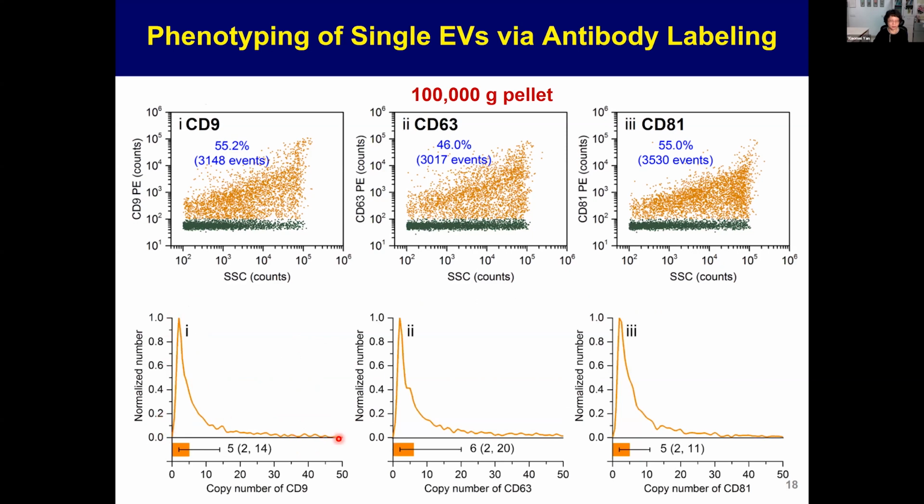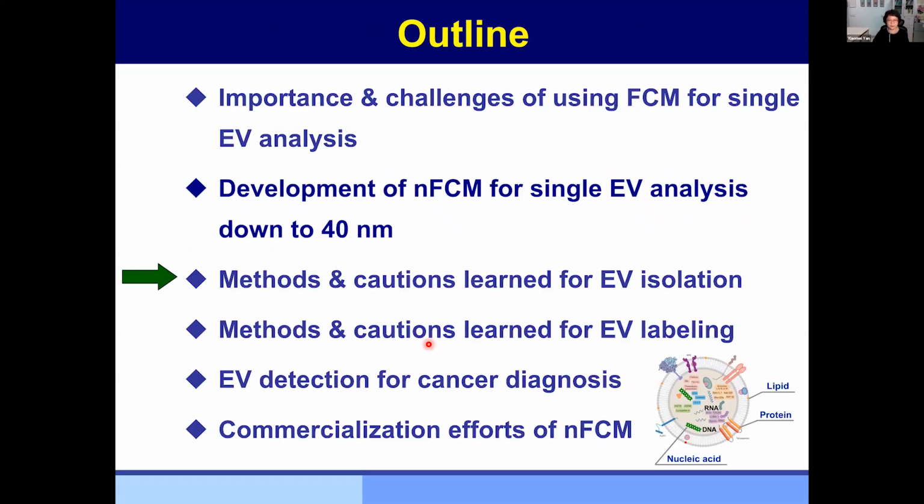So here for CD9, the median value is only 5 copies. For CD63, it is 6 copies, and it can vary from 2 to 15. So we can make a quantification of the protein expression on single EVs. This instrument is very sensitive.